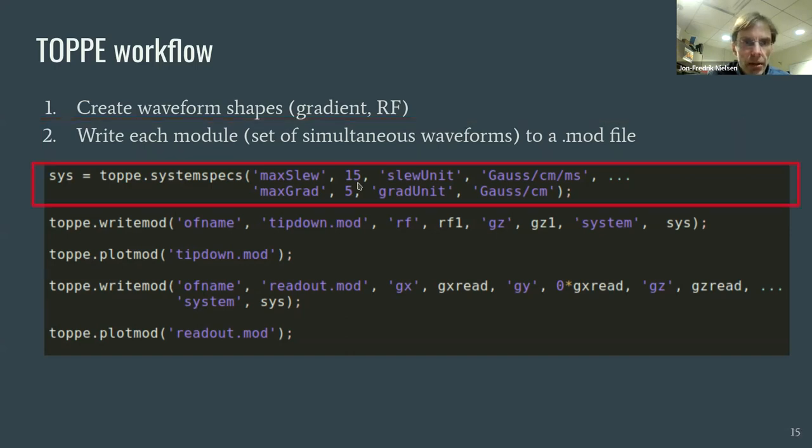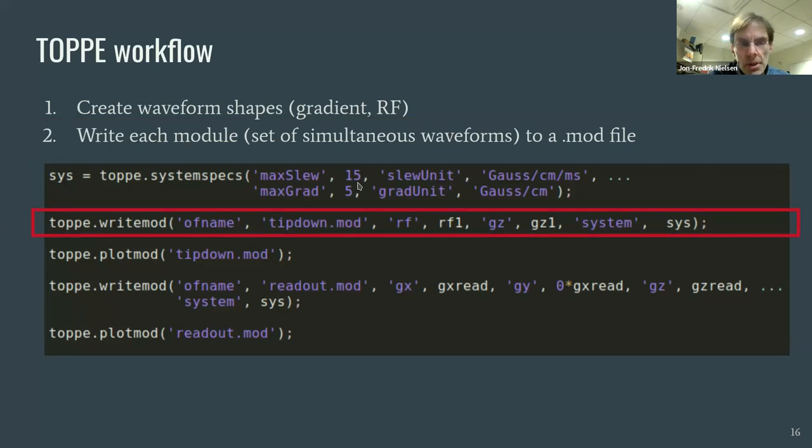So you do that. So this is just a MATLAB struct. Once you have that MATLAB struct, you then call this write mod function, and you specify a file name, in this case, tipdown.mod. And then you simply pass in a complex RF waveform that you've designed. And in the example, I provide a mat file called pulse.mat that already has a predefined RF pulse for you available, along with a Z gradient. And you also pass the system parameters because it needs that to scale the gradients and so forth and to do some hardware checks. And that's it. So once you do this, this module is now ready to be played out. You could write a TOPPE scan with one line just saying play that, and then the interpreter will actually do that.